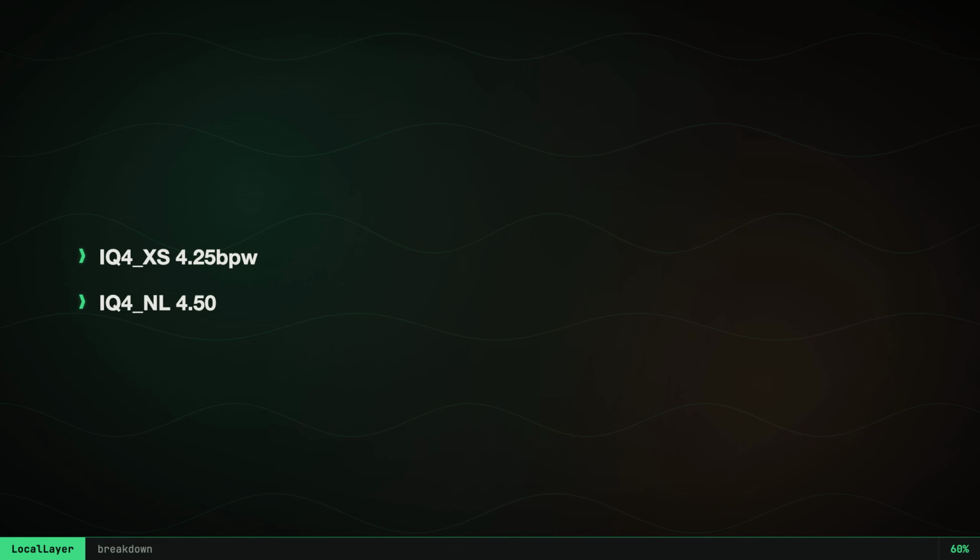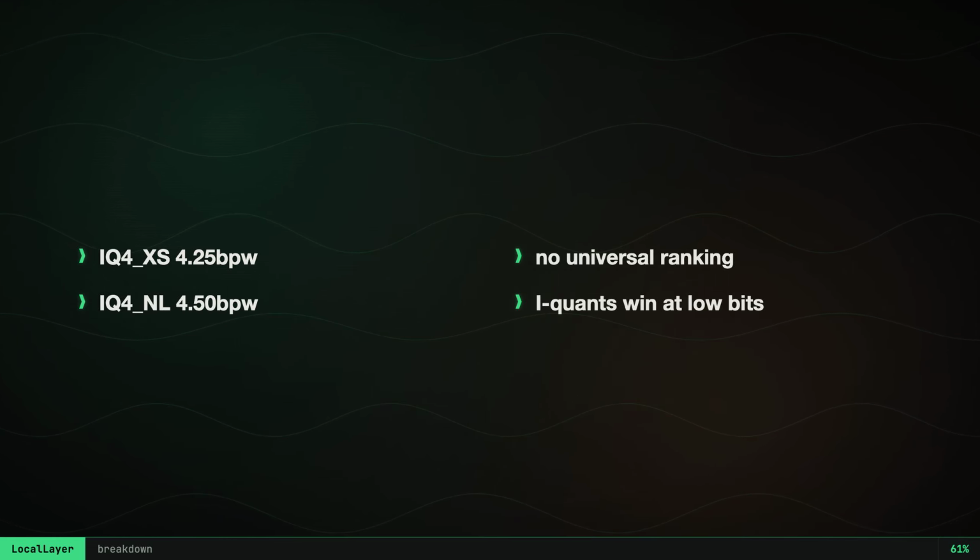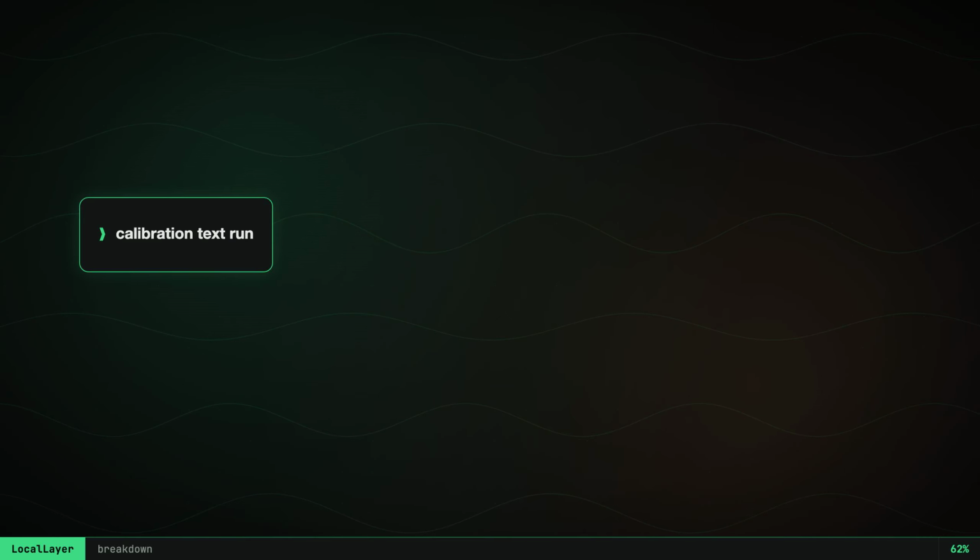IQ4_XS sits at 4.25 bits per weight, IQ4_NL at 4.50, both non-linear. There's no universal ranking across every model, but I-quants specifically pull ahead in that very low bit territory where linear K-quants start falling apart. An importance matrix changes what the quantizer protects.